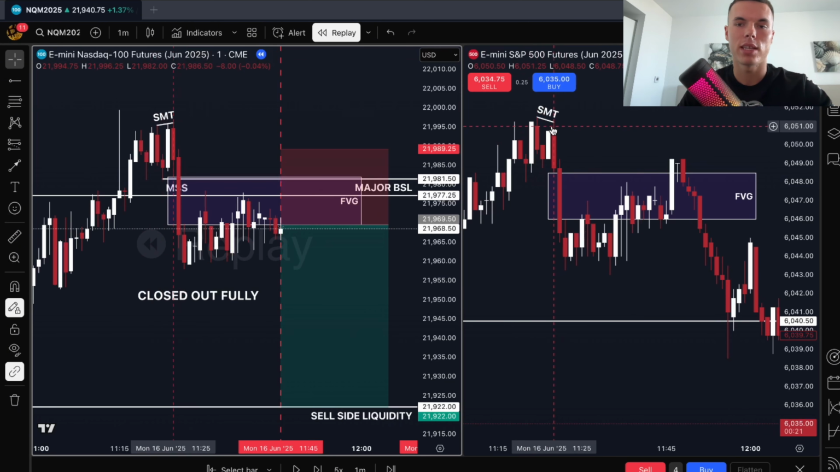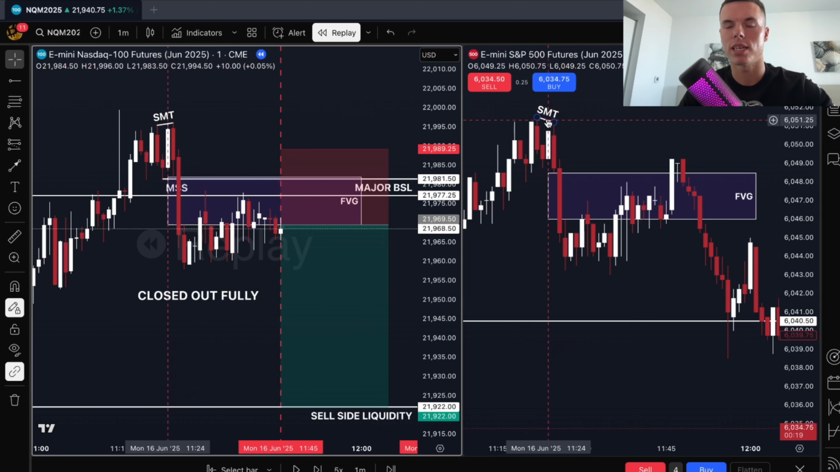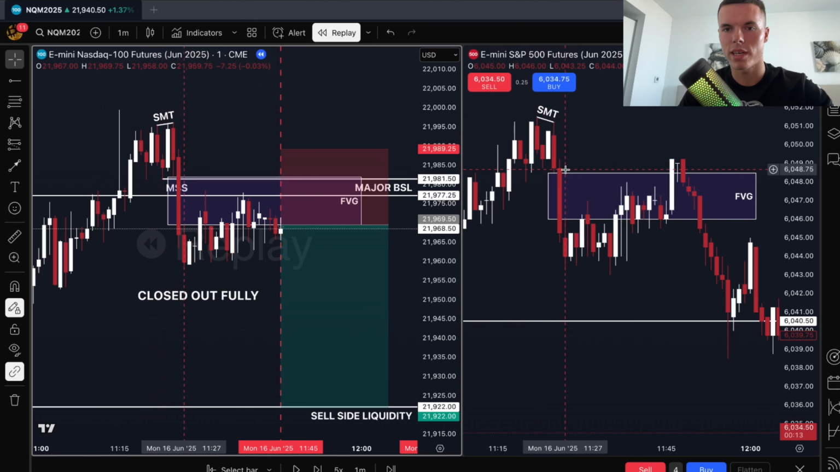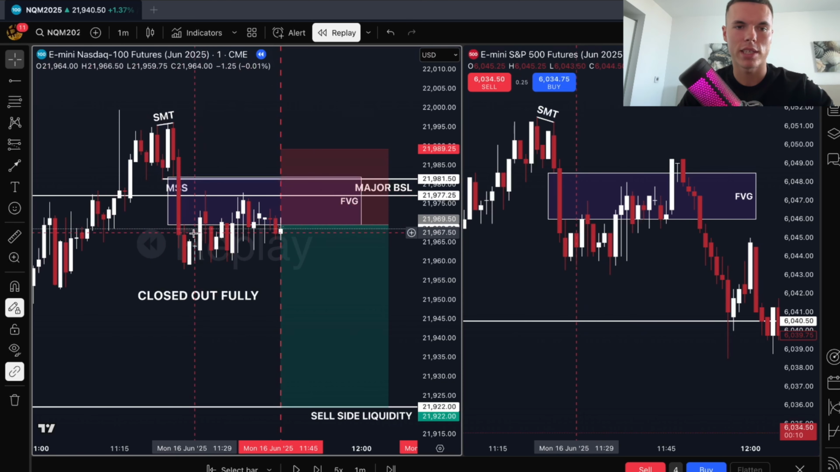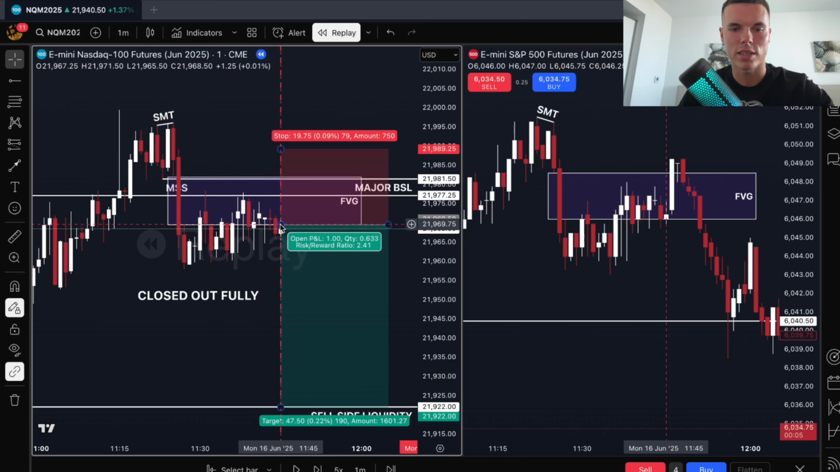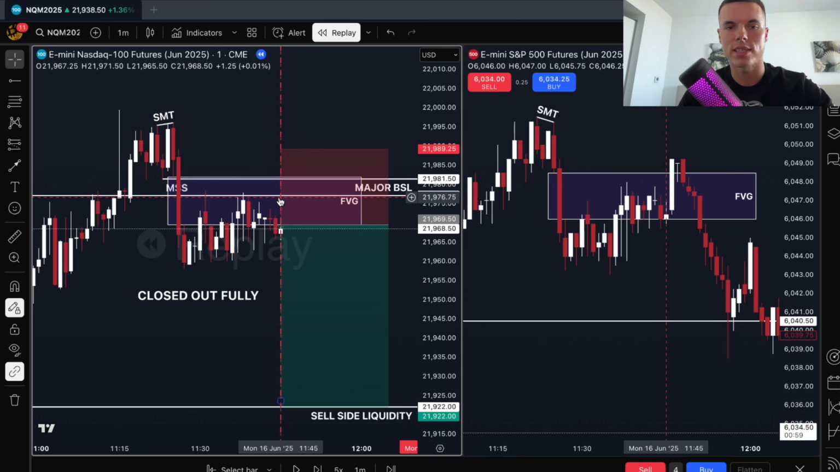NQ took out the short-term high and it didn't get taken out on ES. So what's that going to be? That's now going to be a bearish SMT on ES paired with a bearish breaker with this fair value gap. Price trades back up into this fair value gap many times, and then as we get inside of macro at 11:45, as you guys know, our entries are only inside of macro, not before, not after, inside of macro.